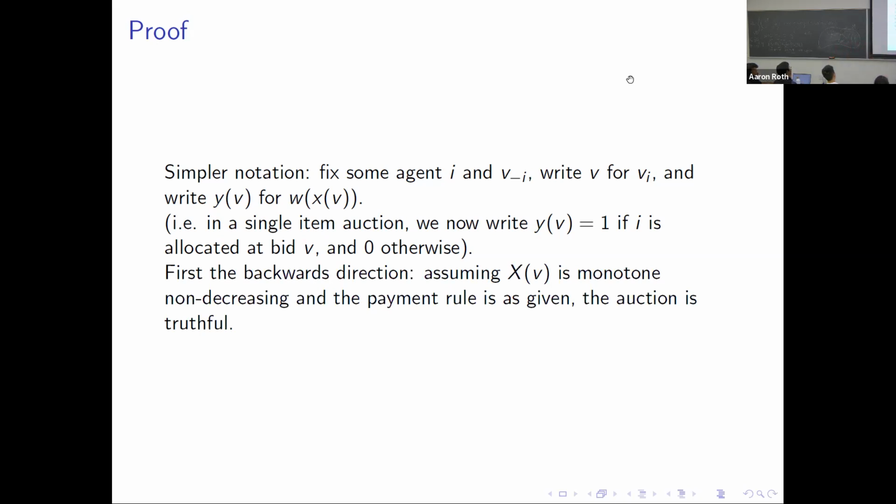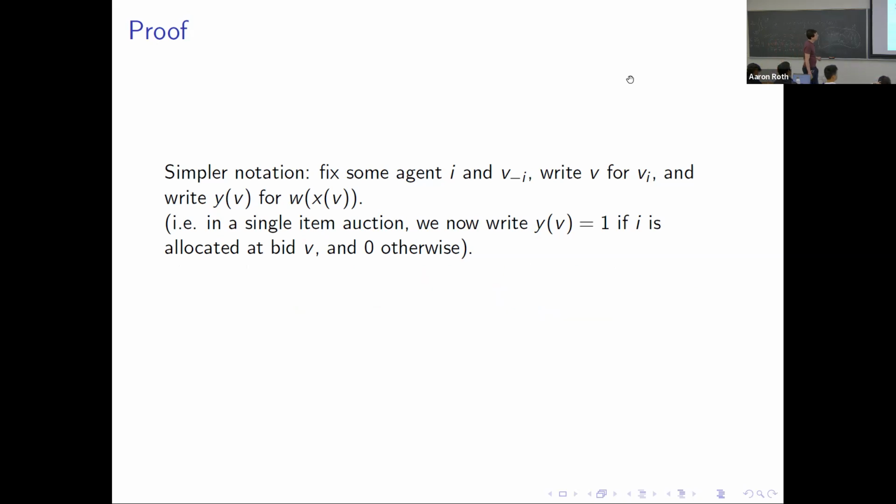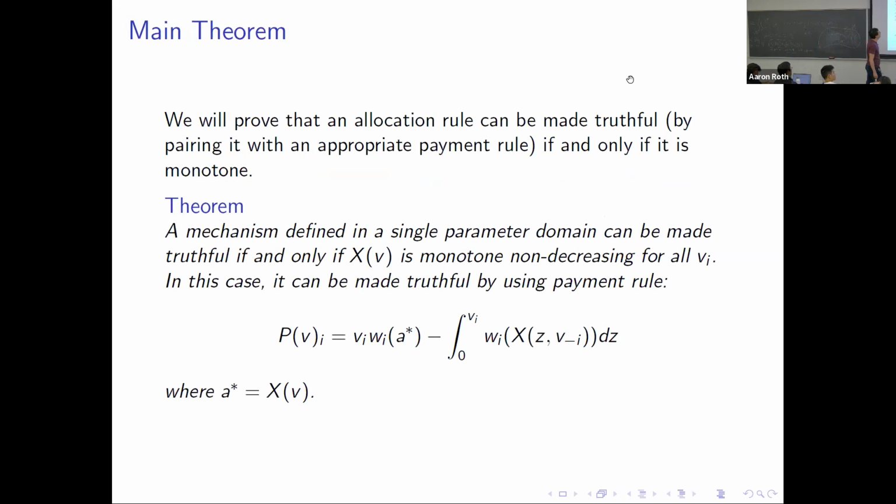Now we're proving an if and only if characterization, so we need to prove 2 directions of the claim. Let me prove one of them first. So what do I want to prove first? Right, the 2 directions are, on the one hand, if x is monotone, non-decreasing, and we use this payment rule, then the mechanism is dominant strategy truthful. That's the one I want to prove first.